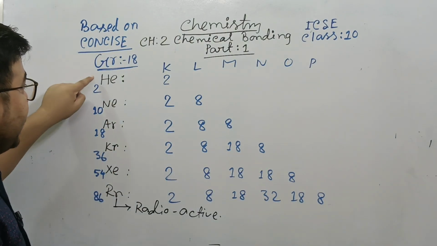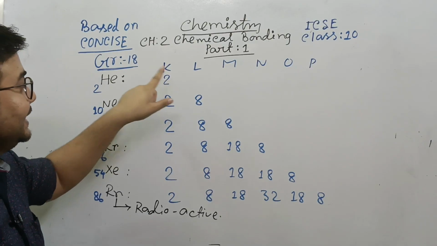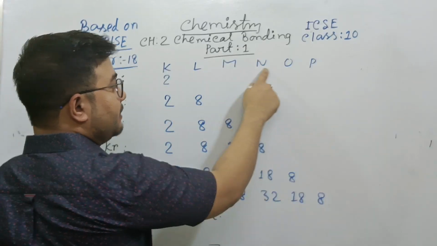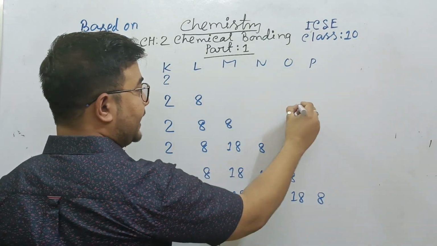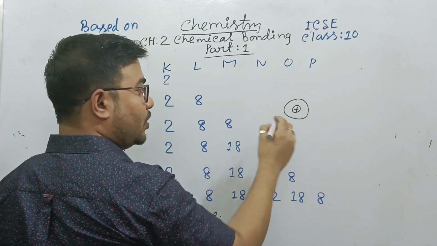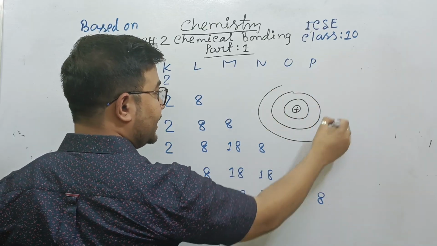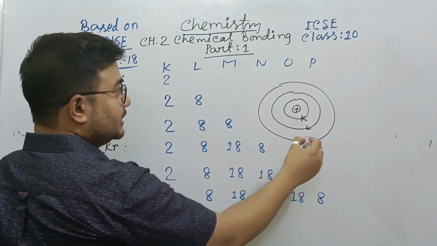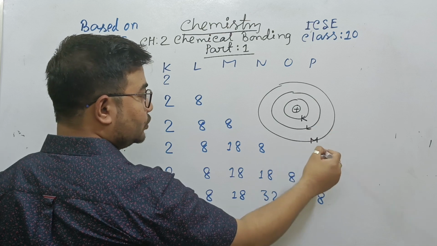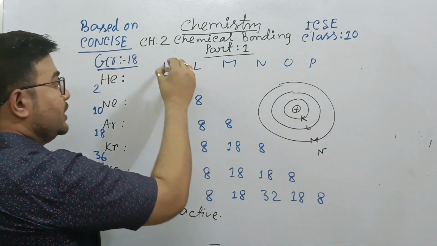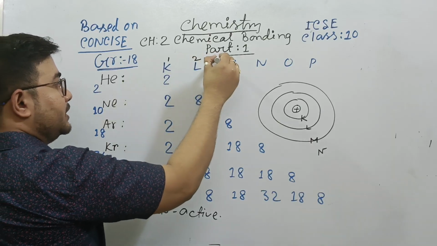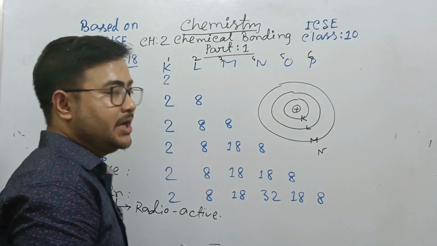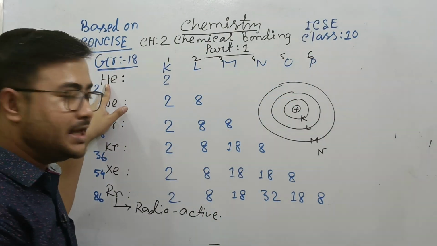Now the atomic number of helium is 2, so its electronic configuration is 2. First try to understand what is KLMNOP. Suppose in case of any atom, it is the first orbit, second orbit, third orbit. The first orbit is known as K, then second orbit means L, third orbit means M, fourth orbit that is N, and so on. So it is first, second, third, fourth, fifth and sixth orbit, KLMNOP. Now since the atomic number of helium is 2, so only 2.